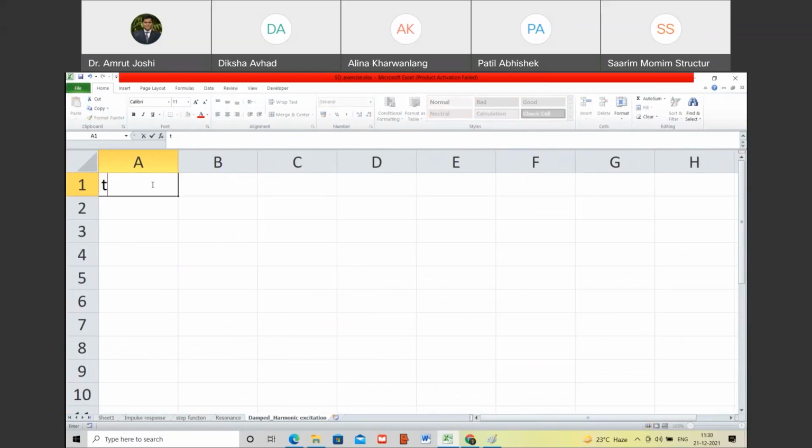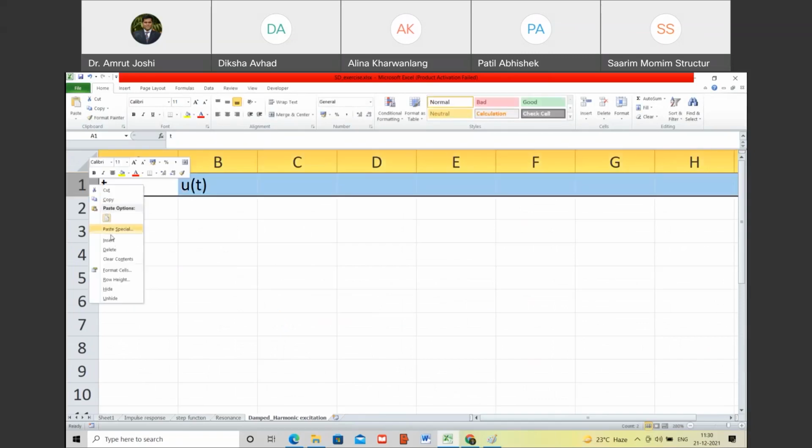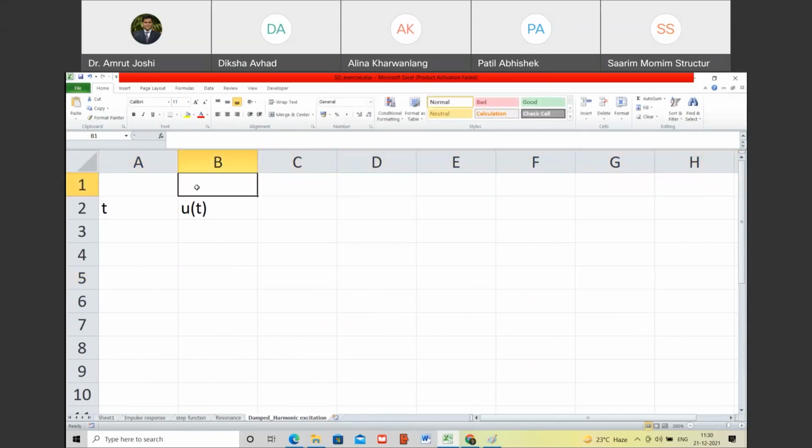If you are stuck at any visualization or any interpretation of the solution, you just plot it and you will get most of the things in the solution. So T, and then this is U of T. What is the value of lambda, the forcing frequency? That is 5.